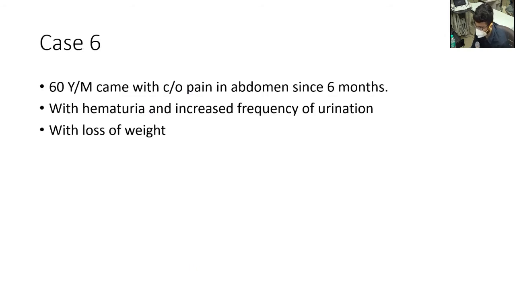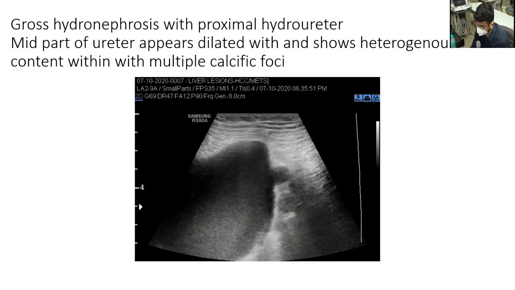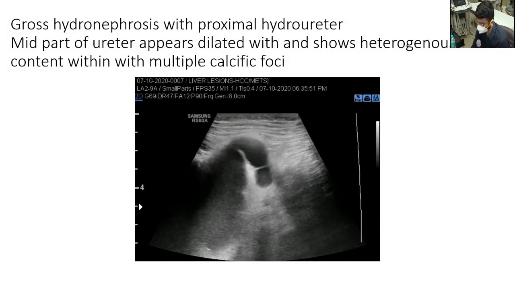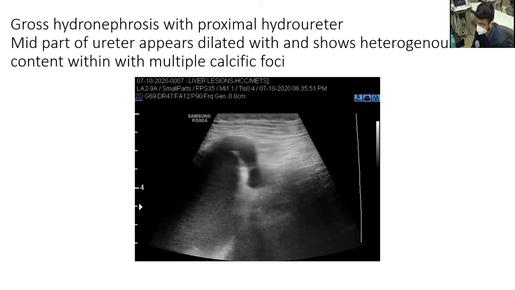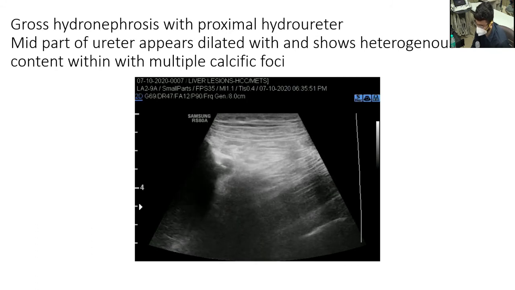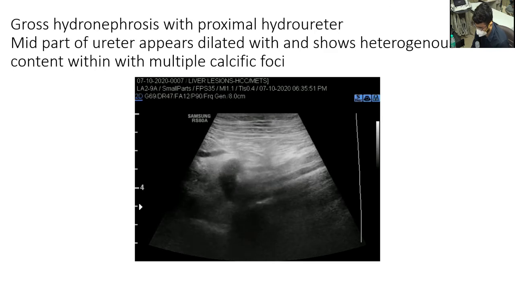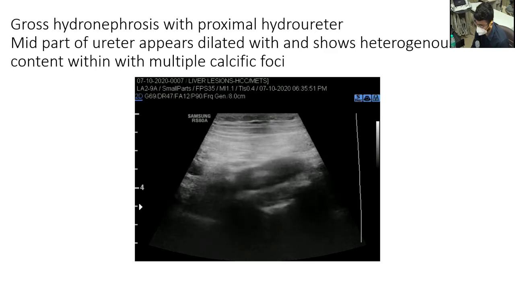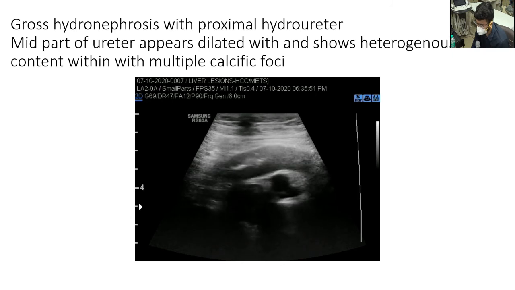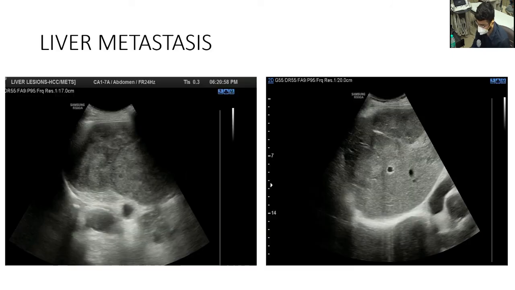Next patient, a 60-year-old male, came with chief complaints of pain in abdomen since 6 months, hematuria, increased frequency of urination and loss of weight. Now here we can see there was gross hydronephrosis with proximal hydroureter. The mid part of the ureter appears dilated and shows heterogeneous content within with multiple calcific foci. Now a B mode examination of the liver shows multiple heterogeneous lesions in the liver. They were suspected to be metastasis.